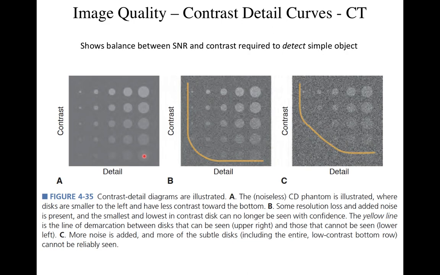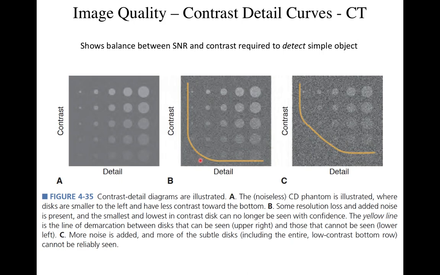And in CT, calling contrast percent makes sense, because it's relative amounts of X-rays with respect to the background. So this could have basically 0.99 times the number of X-rays that this does, if this is 1% contrast. And this has 0.9, and this has 1. So when you make an acquisition and it's noise-free, this is what it looks like.